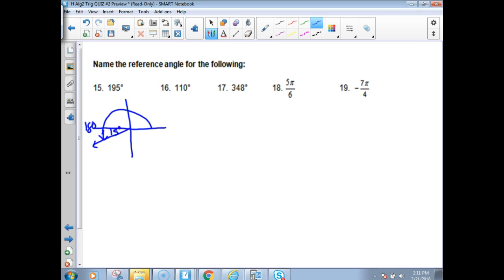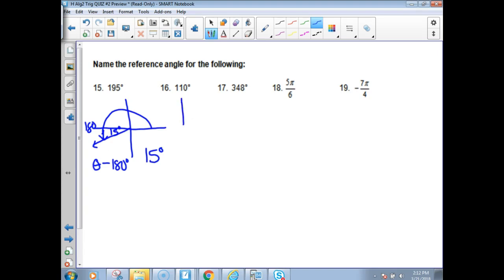15 degrees. The reference angle is 15 degrees, guys. The rule for this, if you land in quadrant 2, is to do theta minus 180. So 195 minus 180 is the 15 degrees.